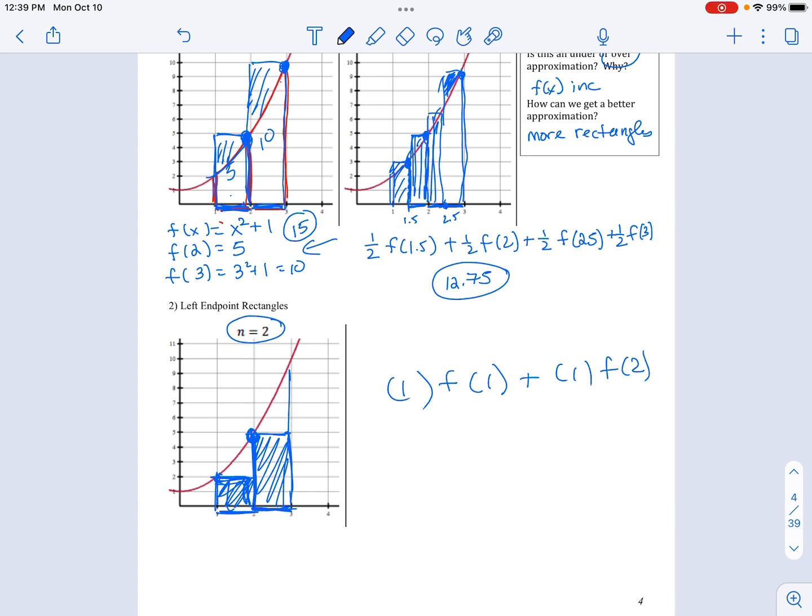So again, the function that we're looking at is this function. So f of 1, if I plug in 1 here, gives me 2. And then f of 2 here is 5. So this is 7. And notice here, this is an under approximation of the exact area because you're missing pieces, these pieces.